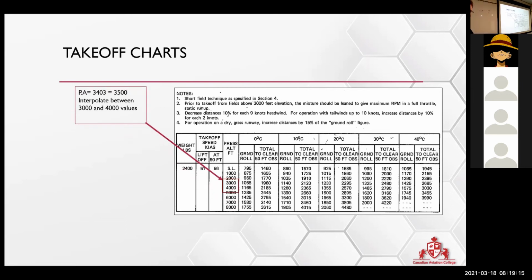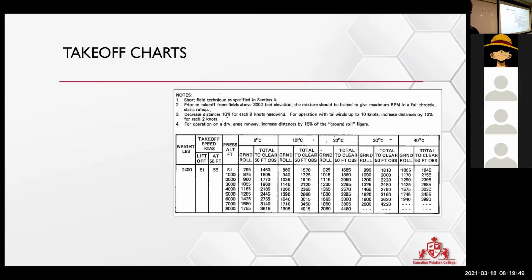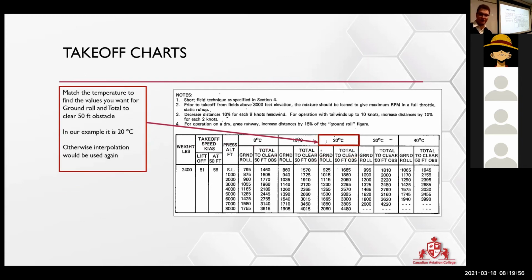So for us right now, we are at 3,400 pressure altitude. And it does say exactly what it's looking for, pressure altitude. So when that happens, just pick something in the middle. It doesn't have to be 100% accurate. You can make it as accurate as you can, but that takes a very long time. So we're going to choose something in the middle between 3,000 and 4,000. After that, our temperature, we said, was 20 degrees, so you go to the 20-degree line. Simple enough. If it was 15 or something, then you can pick between the numbers for 10 and 20.